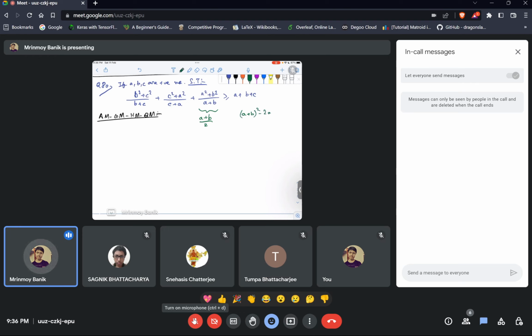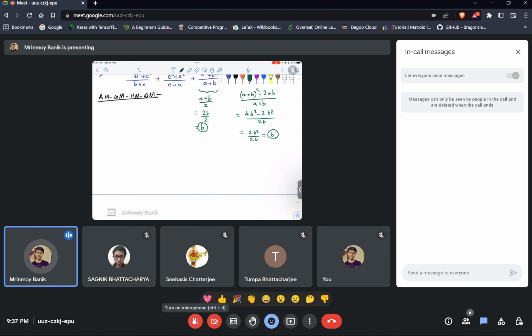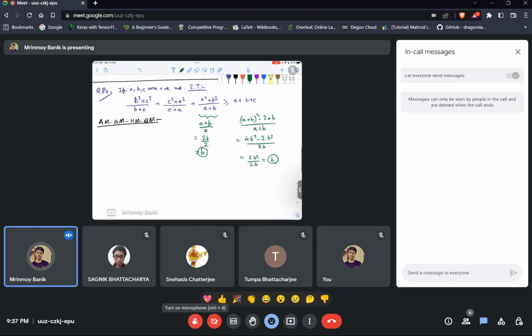(a plus b) whole squared minus 2ab by (a plus b), which, if we put a equal to b, is 4b squared minus 2b squared by 2b. That's 2b squared by 2b, which is b. And in this case too, (a plus b) by 2 is 2b by 2, which is b. So we have got a chance to make this the lower bound.